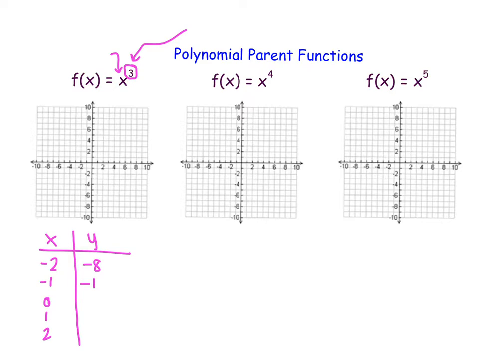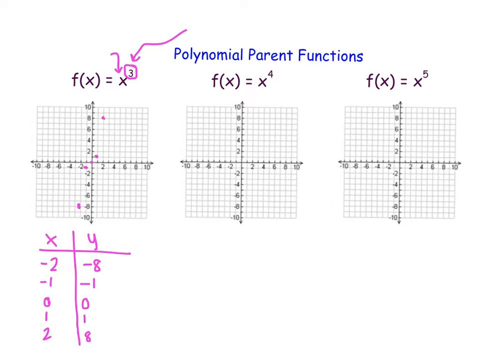0 to the power of 3 is 0, because 0 times 0 times 0 is 0. And then 1 to the power of 3 is 1 times 1 times 1, which is 1. 2 to the power of 3 is 2 times 2 times 2, which 2 times 2 is 4, times 2 is 8. So if I plot a general graph here, so I have (-2, -8), (-1, -1), (0, 0), (1, 1), and (2, 8).